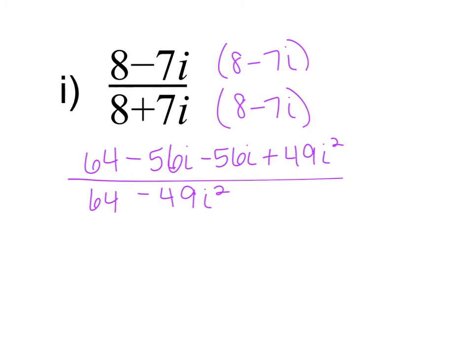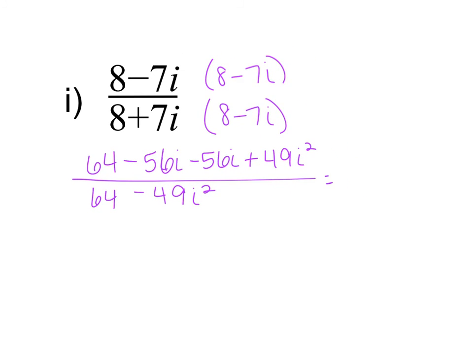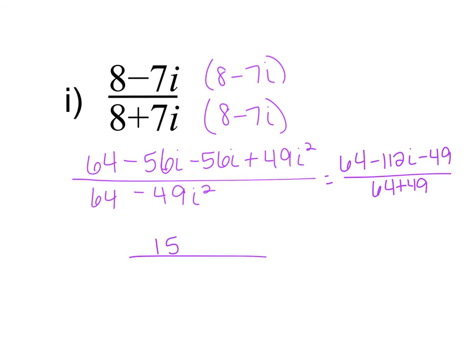Okay, so this equals 64. What's 56 plus 56? Negative 112. So it'll be negative 112i. That would become minus negative 49 over 64 plus 49. These are big numbers on this problem. So 64 minus 49 would be 15. So positive 15 minus 112i. And then that would give me 113. Yes, 113.